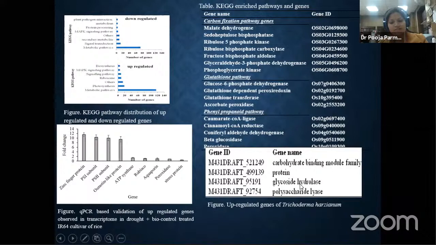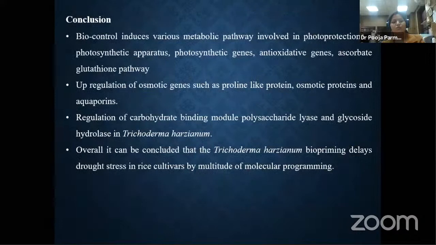Then biocontrol genes were also analyzed, which shows that some of the genes were related to the mycelial association with the roots, and one was responsible for cellulose disruption, which ultimately helped in plant growth. So overall, we can see that the biocontrol agent was able to maintain plant growth by simultaneous induction of various pathways: the photosynthetic pathway, antioxidative genes, and osmotic genes were also upregulated, such as proline-like proteins, osmotic proteins, and aquaporins. And besides this, Trichoderma harzianum also upregulates its various enzymes.